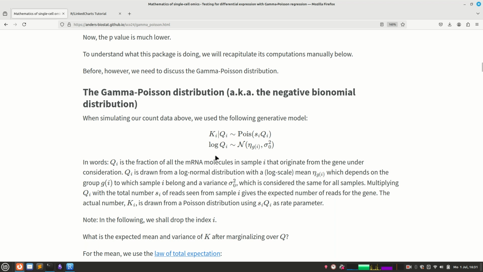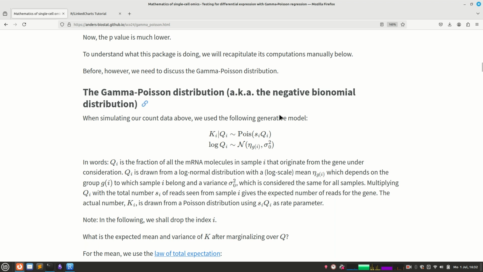And the Q itself, we said, is log-normally distributed. So its logarithm follows a normal distribution with a given mean, which is the same for all the samples from the same group, but it differs between group A and group B. So p of i is supposed to be A or B, one of the two groups. And the standard deviation of this log normal, we say, is always the same, which is typical in all ANOVA-like standard assumptions. So this was our generative model.